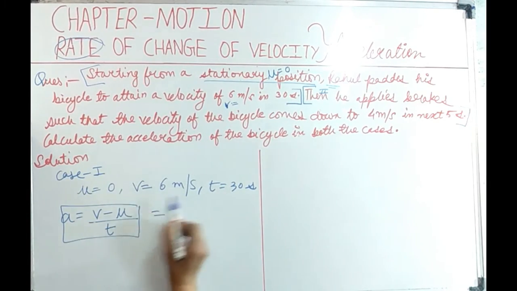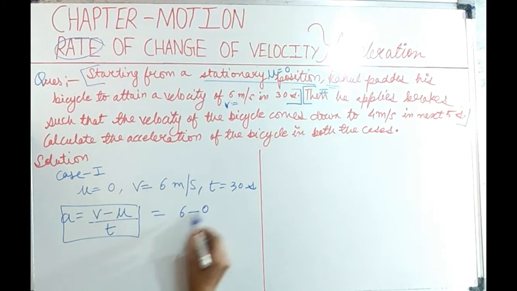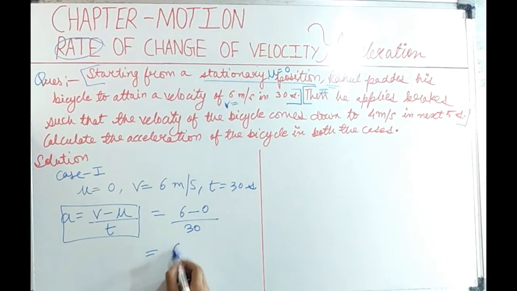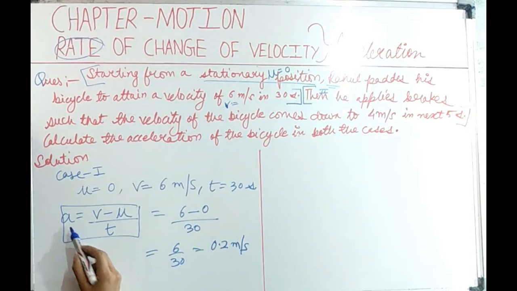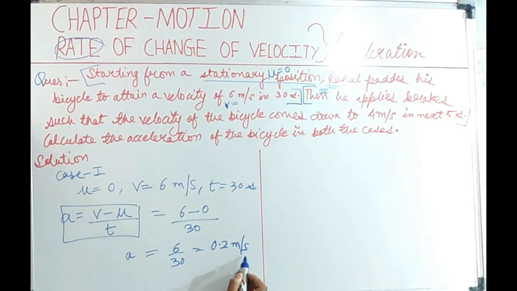Just put down these values in the formula. V is 6, u is 0 and time t is 30 seconds. Divide it. We are getting the answer as 0.2 meter per second. You divide 6 by 30 and you will get 0.2 meter per second. So in the first case, we have got acceleration value 0.2 meter per second.